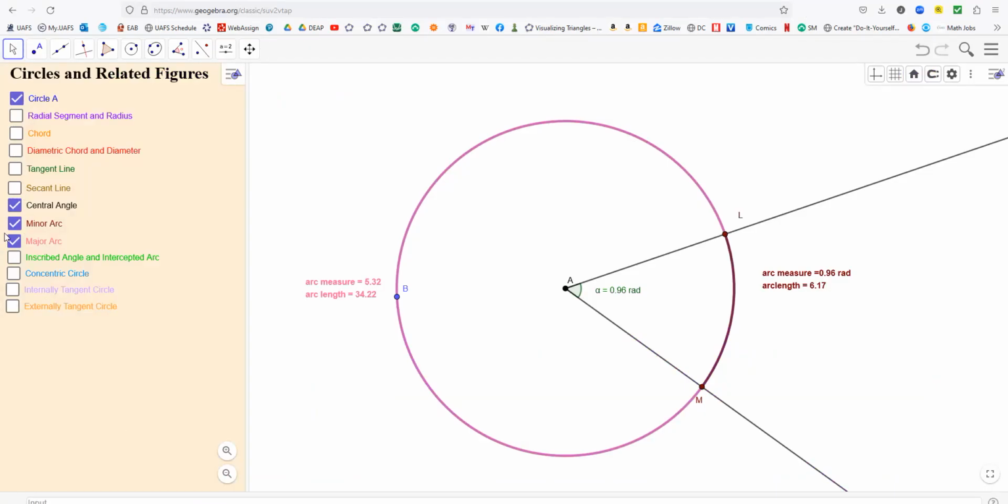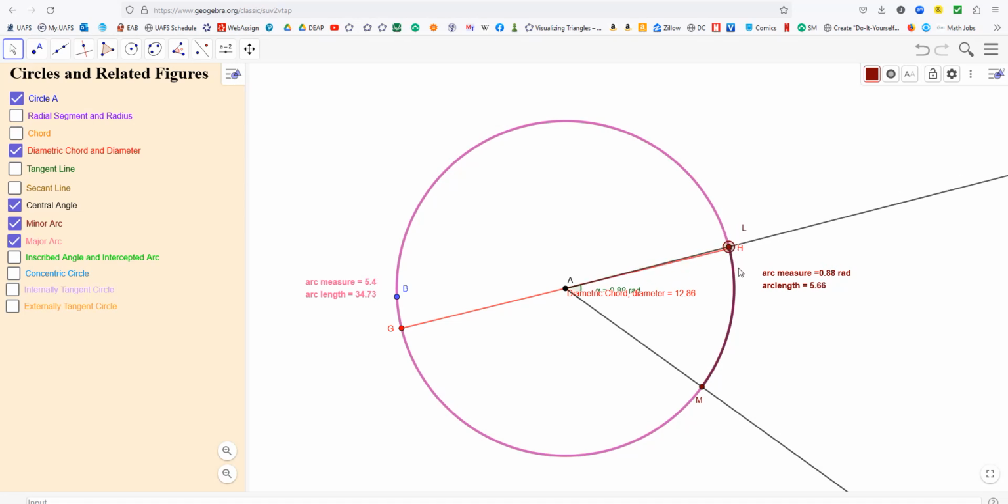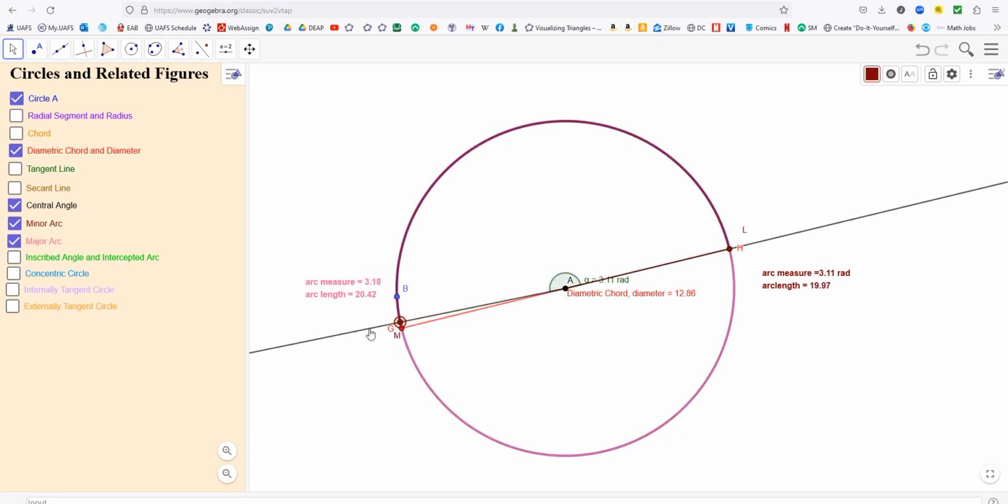So if we put our diametric chord here, there's our diametric chord. And if I just make it go like this, let's see if I can match up the same points. Then both of these arcs, the red one up here and the pink one down here, are both semicircles, and they both include the same endpoints of the diametric chord.